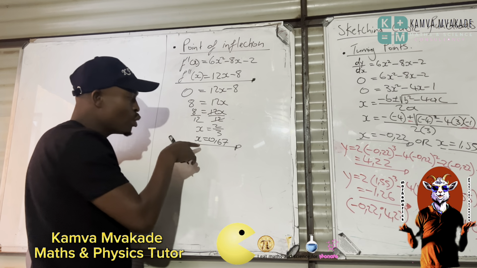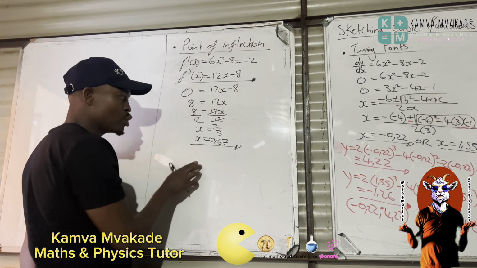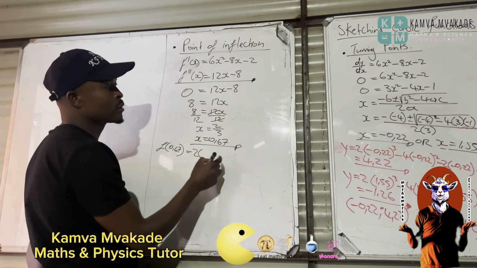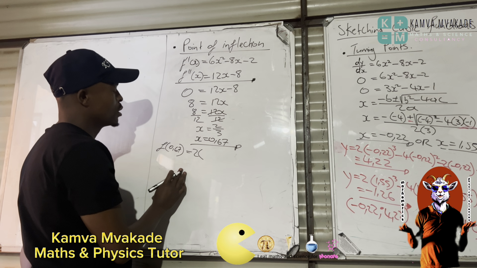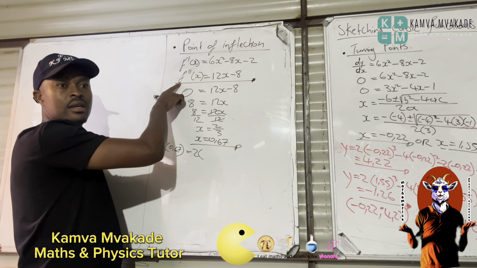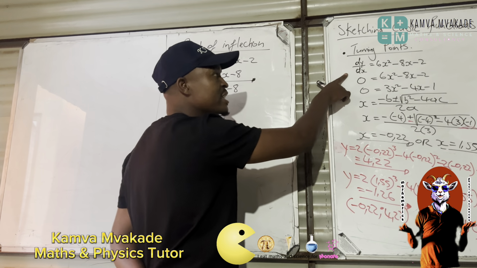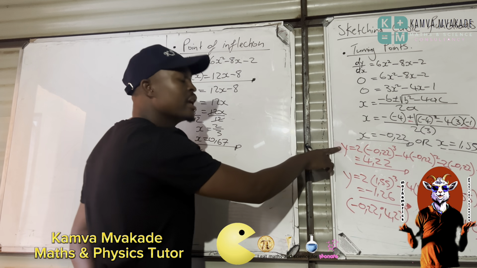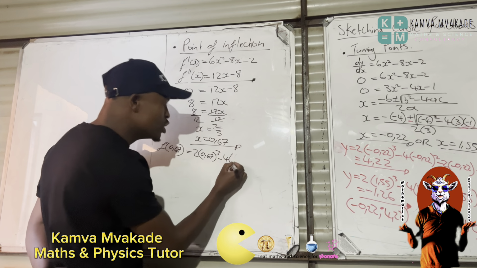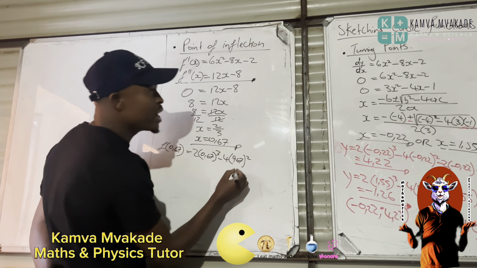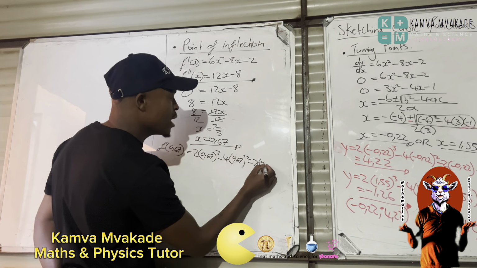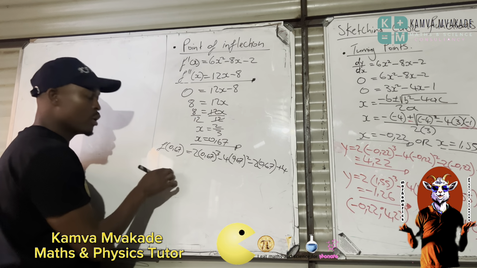So we must find the corresponding y value. Substituting 0.67 into f, the equation for y is 2 into 0.67 cubed minus 4 into 0.67 squared minus 2 into 0.67 plus 4.